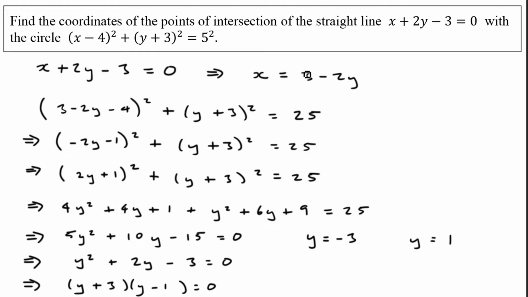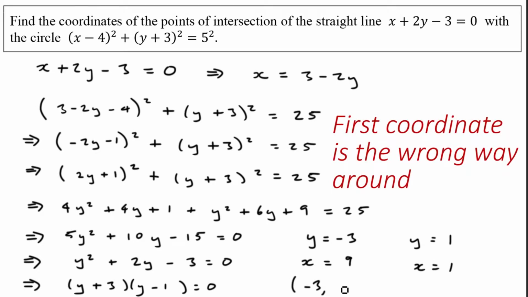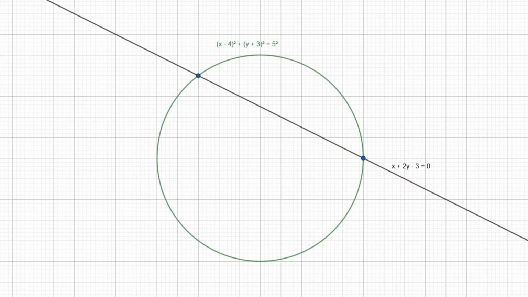Using our rearranged straight line equation, we can see that the x which goes with -3 is 3 - 2 lots of -3. 3 - (-6), 3 + 6, that's an x of 9. Here we will have 3 - 2 lots of 1, 3 - 2, we will have an x of 1. So the coordinates of the points of intersection of the straight line and the circle are (9, -3) and (1, 1). Going back to our diagram, we deliberately concealed the axes so that this wasn't obvious from the beginning.